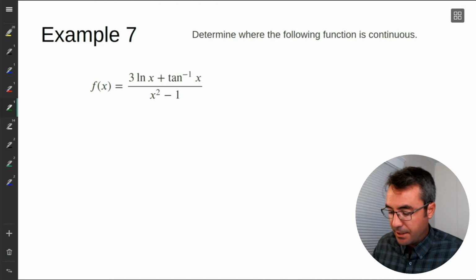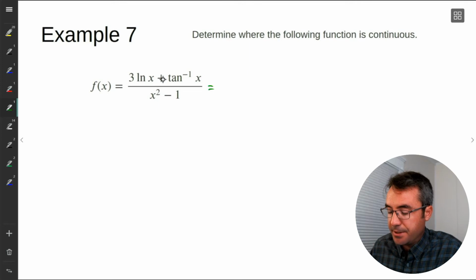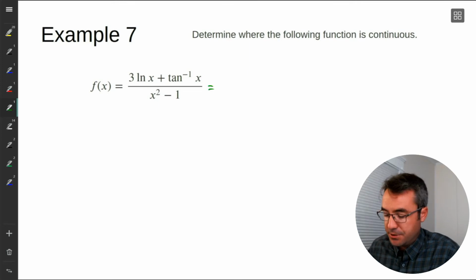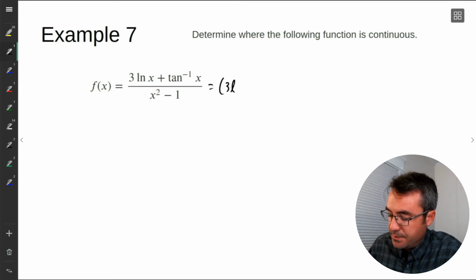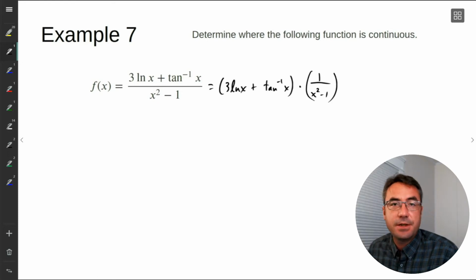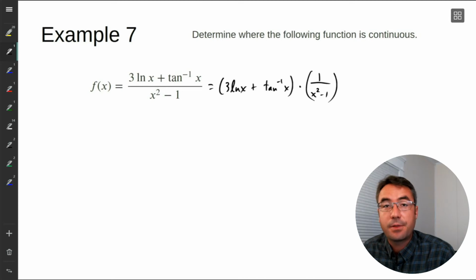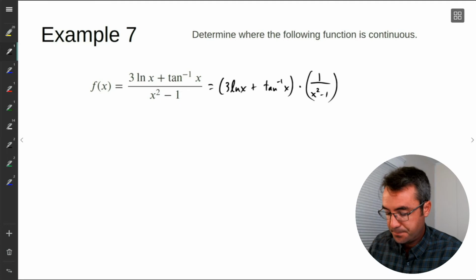All right, so let's go through and identify the different pieces of this function. To help us, not absolutely necessary, let's rewrite this function slightly. We're going to write it as 3 times natural log x plus inverse tangent x times 1 over x squared minus 1. We're just going to look at all these different pieces here and figure out where they're continuous. So let's keep track on a little table.